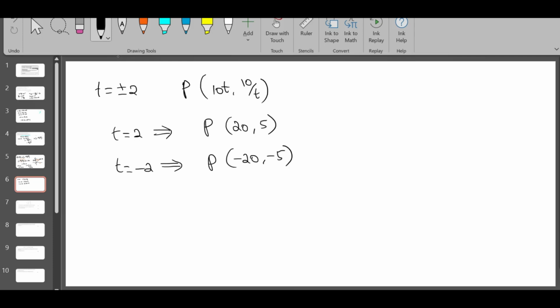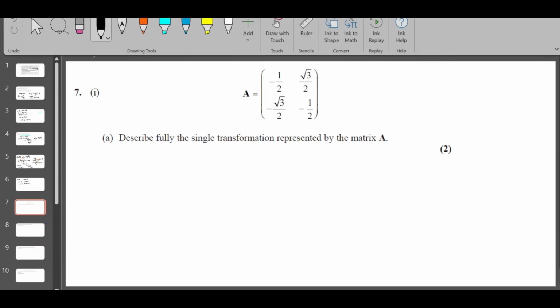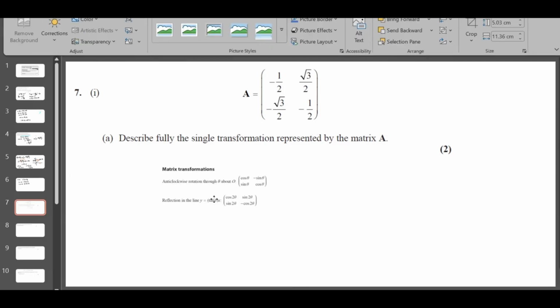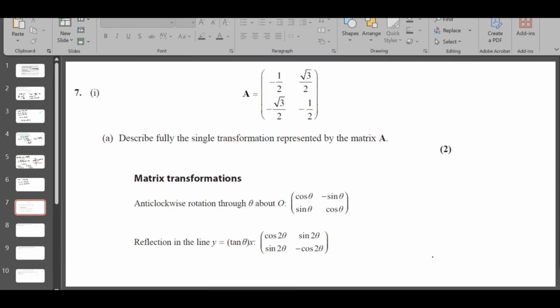That's all. Question number 7. We have a matrix A given. Describe fully the single transformation represented by matrix A. So I have copied the two transformations given in your data booklet. The first one is rotation about origin O anti-clockwise. And the second one is reflection in the line y is equal to tan theta x.